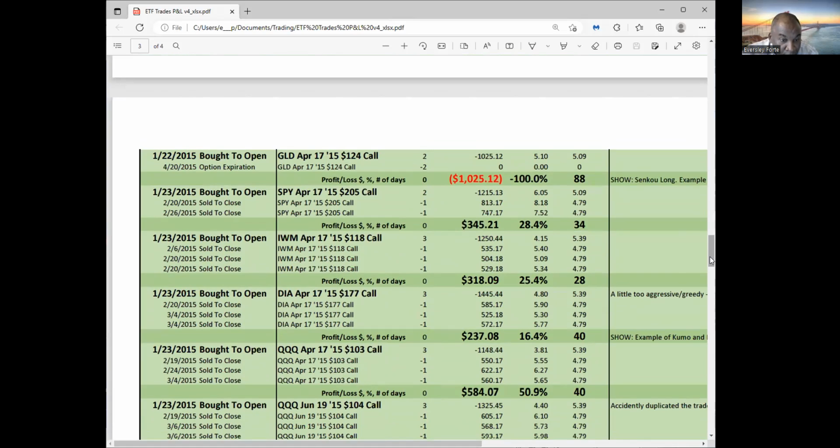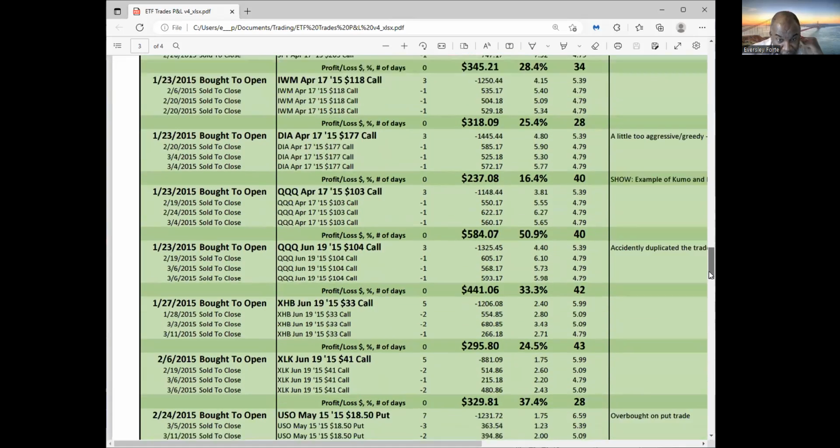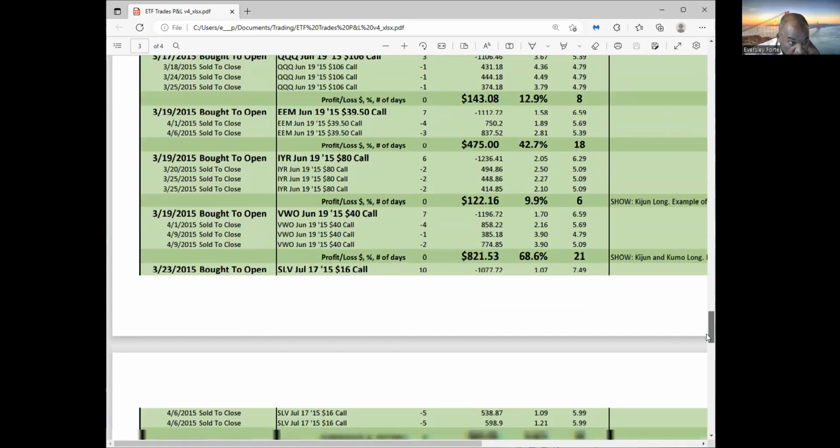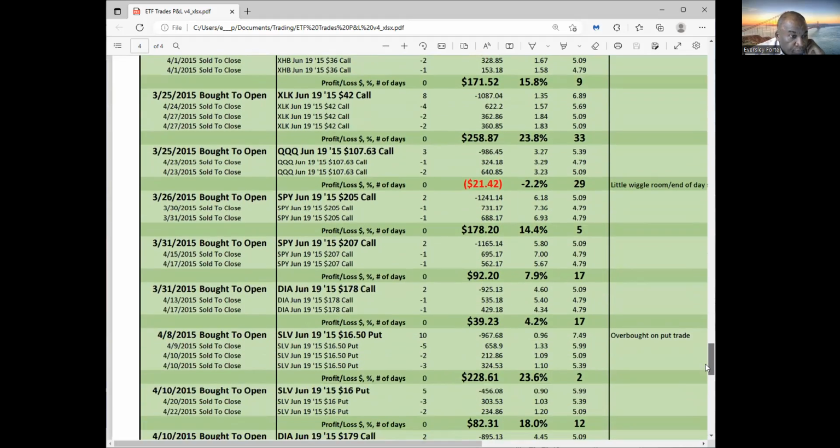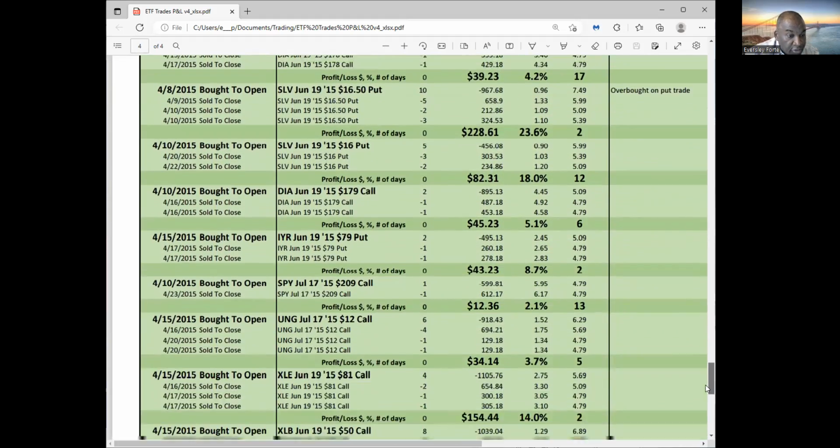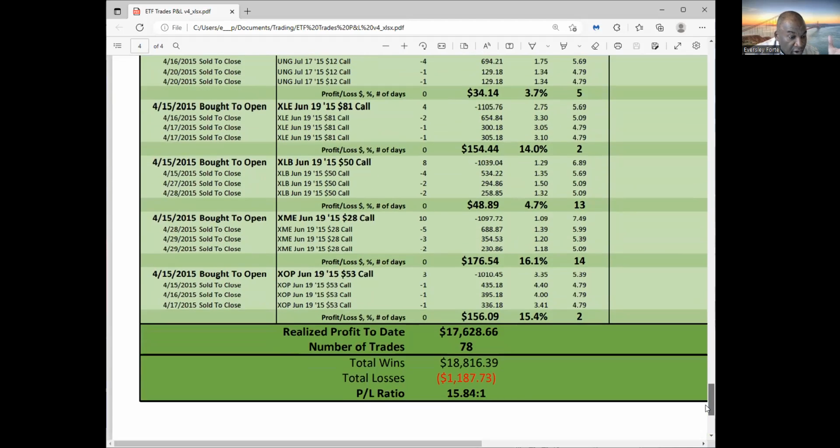This is based on 1% of account risk per trade. I'll go over that in a second when I get all the way down. See the percent returns. You just keep booking profits, keep booking profits. So total wins is 18,000. Realized profit is 17,000, if that was a 1% account risk per trade.